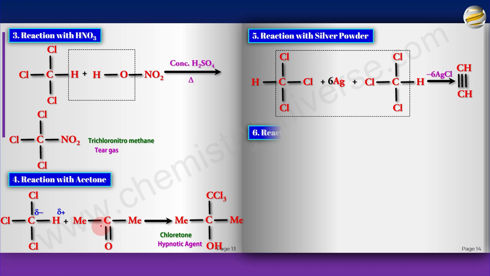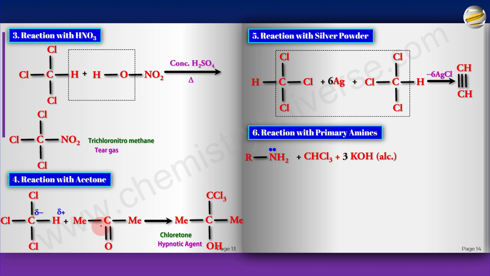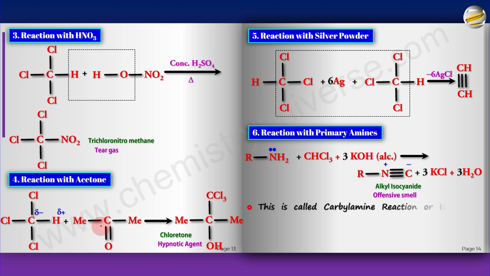Then reaction with primary amines. You have primary amine, chloroform and 3 KOH. Now this is a test for primary amines. This is called the isocyanide test, and you get an alkyl isocyanide, which has an extremely offensive smell. And this is also called the carbamine reaction, which is a test for primary amines.